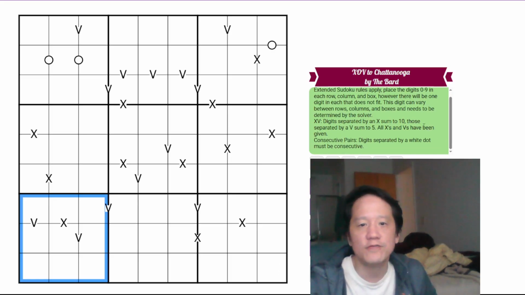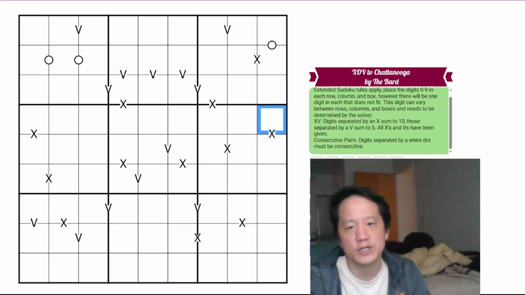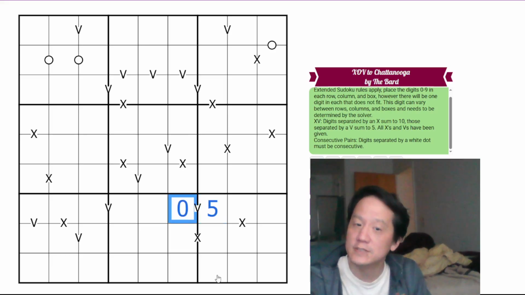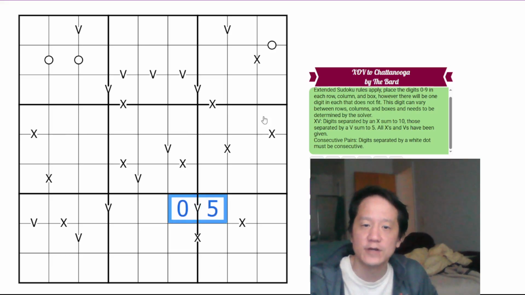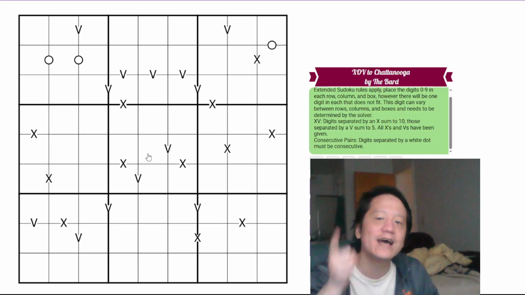We also have XV, where digits separated by an X sum to 10, and those separated by a V sum to 5. So as an example, if this were, say, a 3, this would have to be a 7. If this were, say, a 5, this would have to be a 0, because these two digits add up to 5, and these two digits add up to 10. And that's how X's and V's work. All X's and V's have been given.